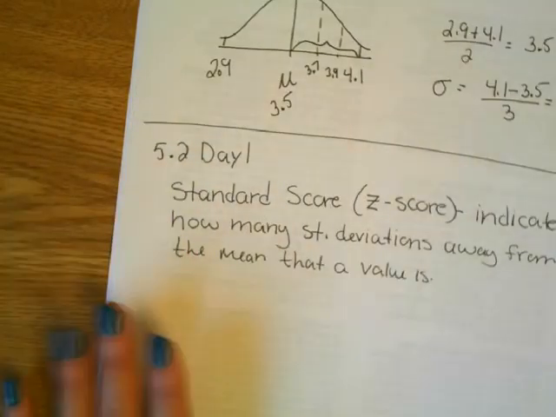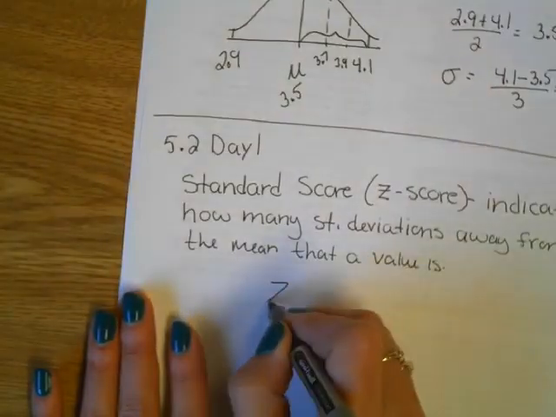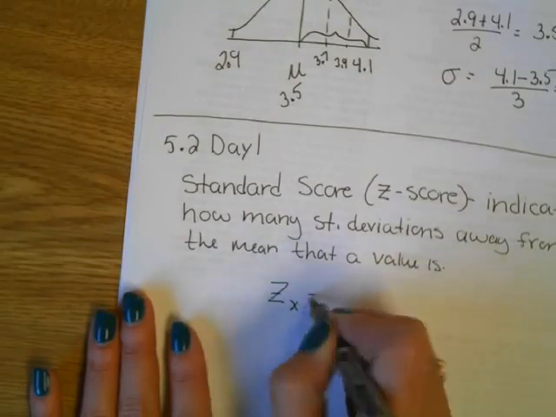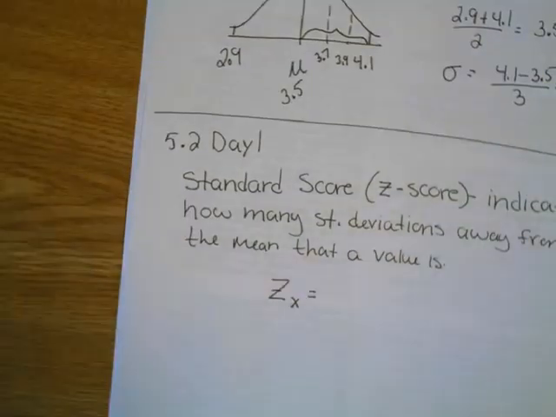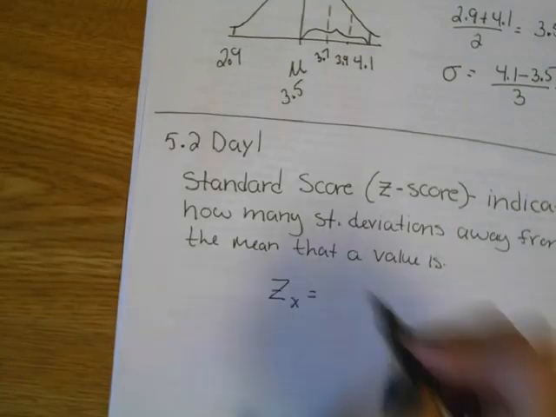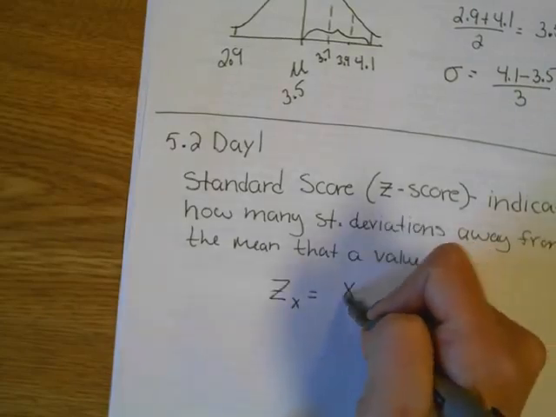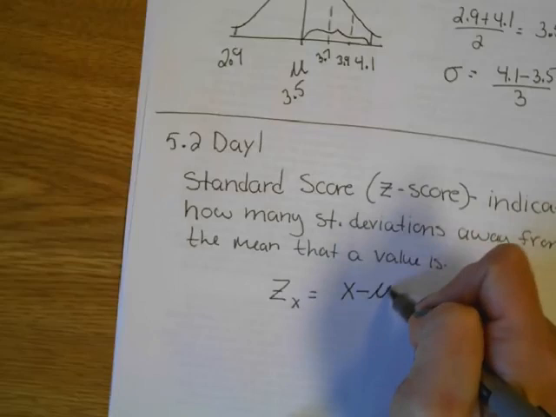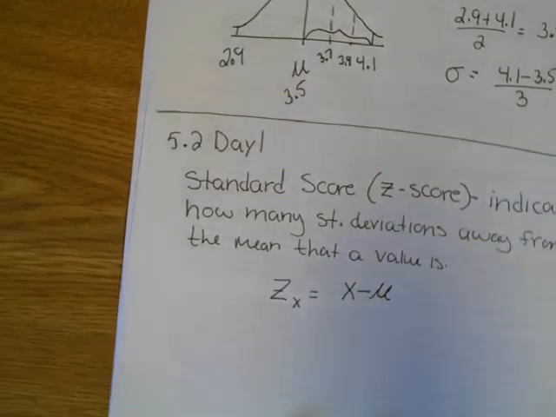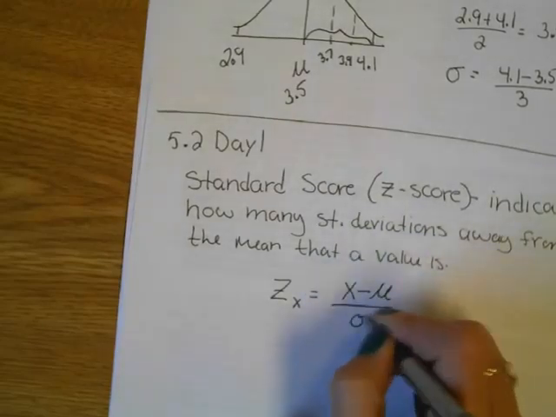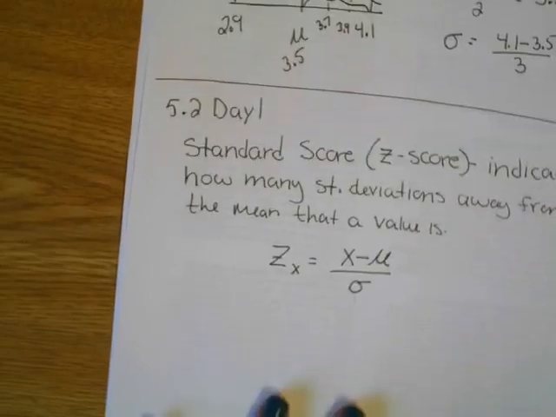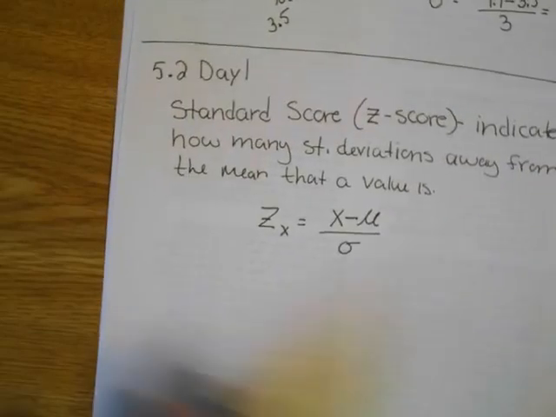So we've got a little formula. The z-score for an x value. You first want to find how far away from the mean it is by taking the x value and subtracting the mean. You take that distance, and then you see how many standard deviations fit into it. So you divide by the standard deviation. Simple formula.